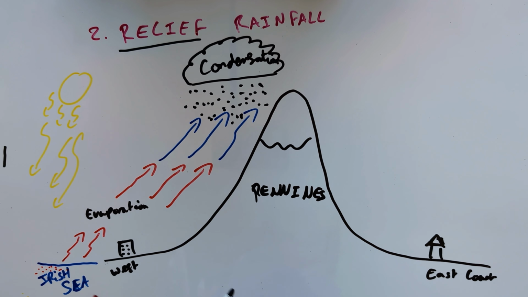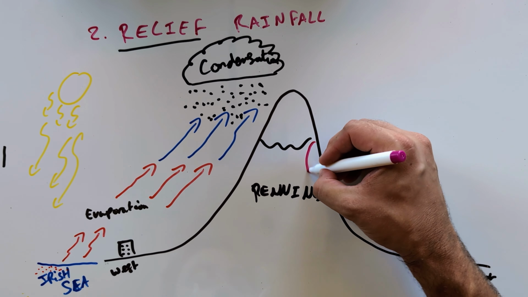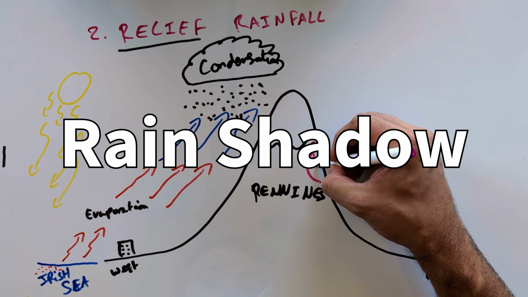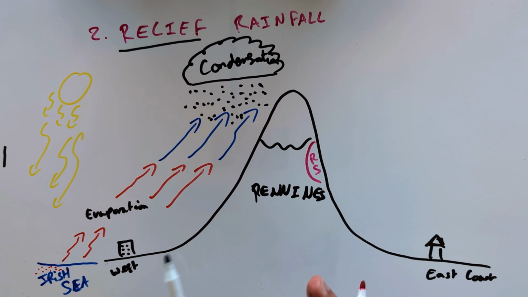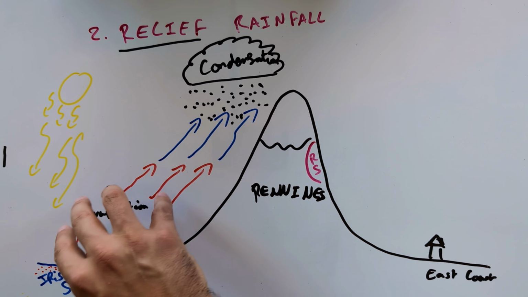As a result, there's going to be no moisture left, and so we're going to have a rain shadow, I'm just going to put RS down, appearing on the eastern side. And that is why the west coast of England is far more rainy and receives far higher levels of precipitation than our east coast.